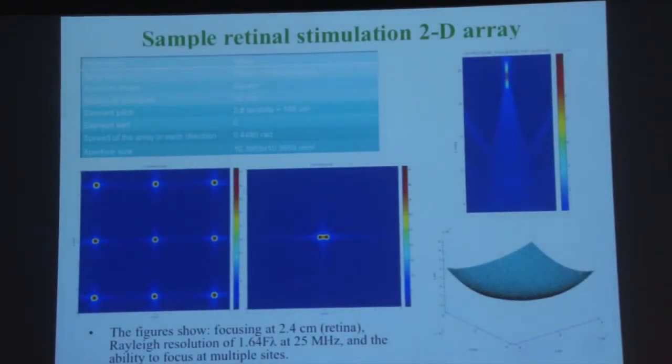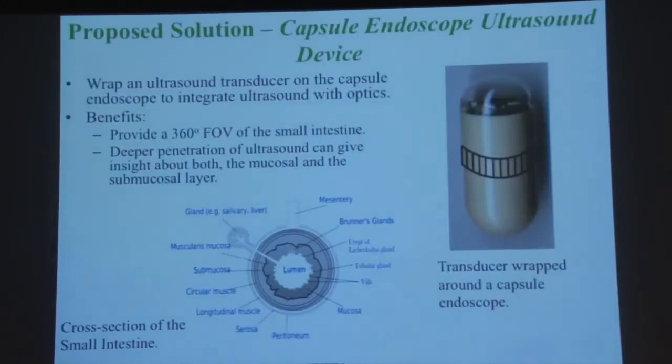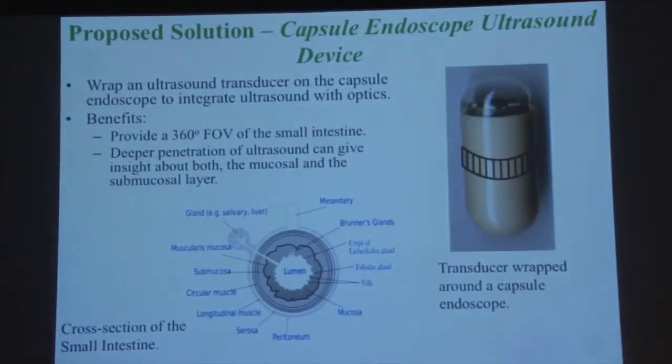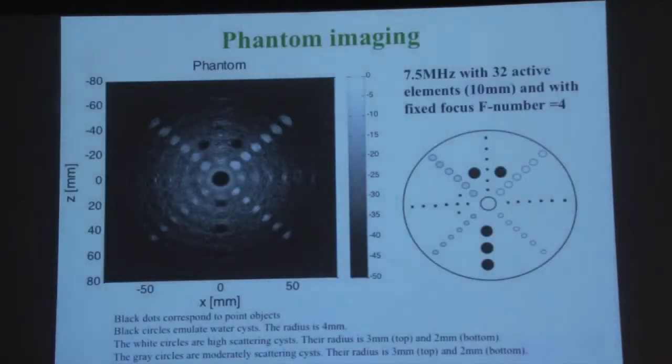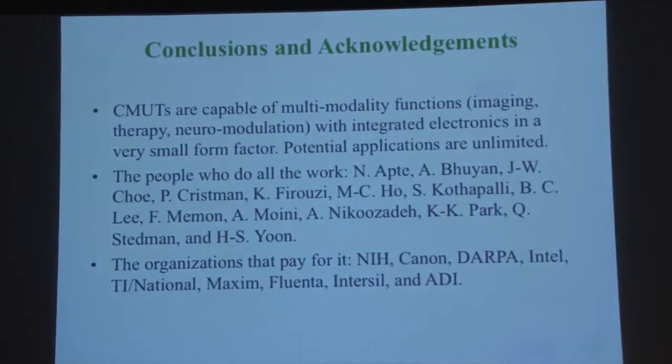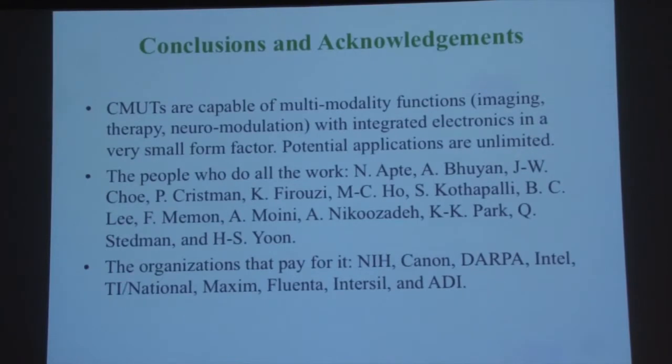Steve showed you this example yesterday. Just quickly, I will show you, we have a project on putting a CMOT array on a pill like this. These are a capsule endoscope, and this is our simulation of what one can do with imaging with something like that. The interesting thing about a capsule endoscope, if you unwrap it, you get a Band-Aid. And I'll leave it at that.